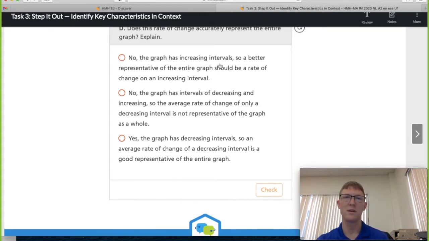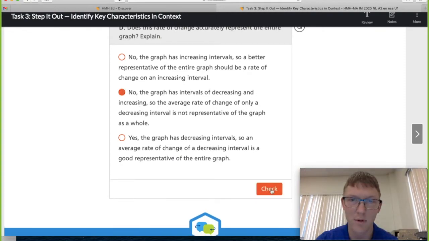The graph has increasing intervals, so a better representation of the entire graph should be a rate of change on an increasing interval. No, the graph has intervals of decreasing and increasing, so the average rate of change of only a decreasing interval is not representative of the graph as a whole.